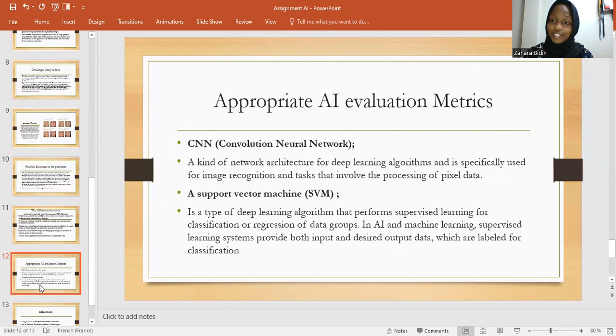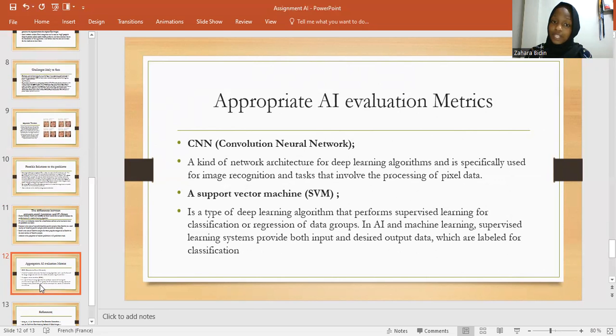And the appropriate AI evaluation metrics that are to be used: I would look at the convolutional neural network. It is a kind of network architecture for deep learning algorithms and is used specifically for image recognition, and the task involves processing of pixel data. Remember, we are dealing with picture images, so we should always look at the pixels.